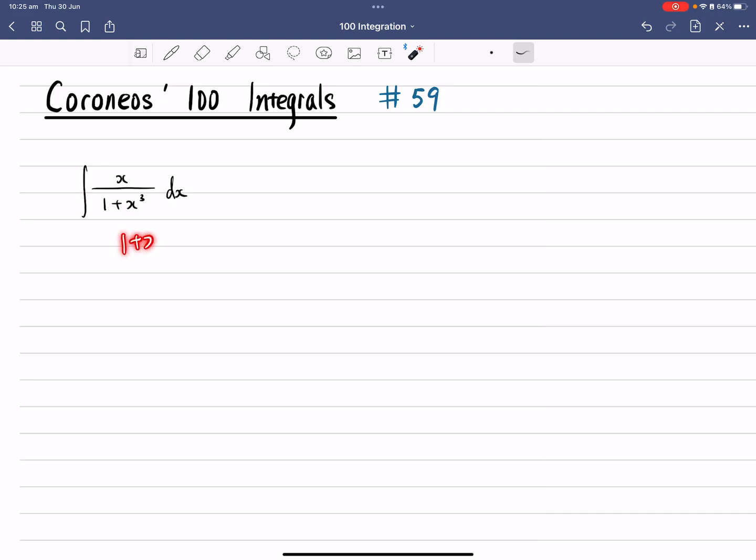This 1 plus x to the power 3 looks like it's the sum of two cubes. So the first step is to factorize the denominator, and hopefully we're going to use partial fractions to do this question. That gives us 1 plus x and 1 minus x plus x to the power of 2. That's how you factorize the denominator.